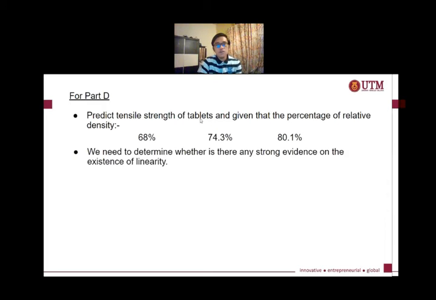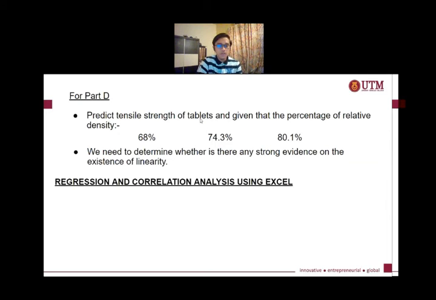So before we predict, we need to determine whether there's any strong evidence of the existence of linearity between the tensile strength and the relative density of the tablet for LajakKuruih tablet. In order to do that, we will be using regression and correlation analysis using Excel.